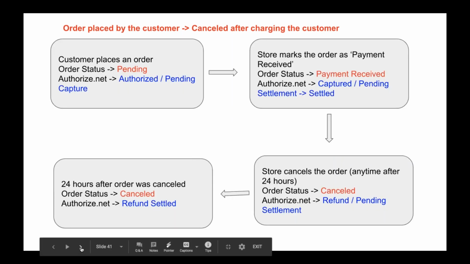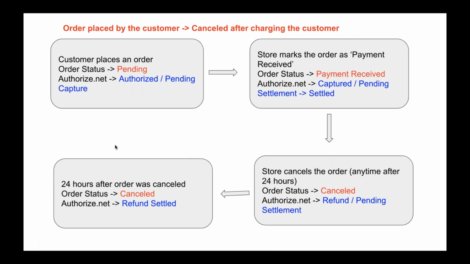And the third use case is order placed by the customer and it is canceled after charging the customer. So it comes in as a pending, authorized, pending capture in authorized.net. And then you mark it as payment received, and on authorized.net, it becomes captured, pending settlement, and after 24 hours, it becomes settled successfully. Now, the store wants to cancel the order.